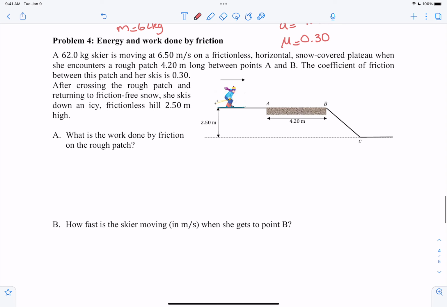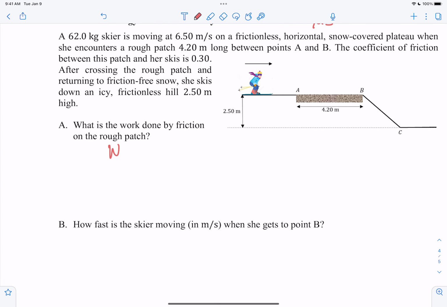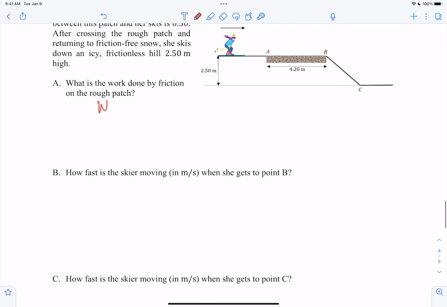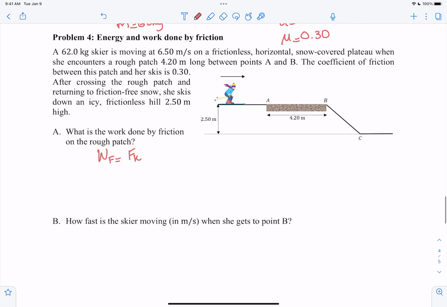So part A is just asking what is the work done by friction on the rough patch. So work done by friction should just be equal to the frictional force, the kinetic friction, times the distance traveled along that rough patch, times cosine theta. Well, what is the frictional force equal to? How can we get that? They didn't give us a frictional force. Any ideas as to how we can get it?